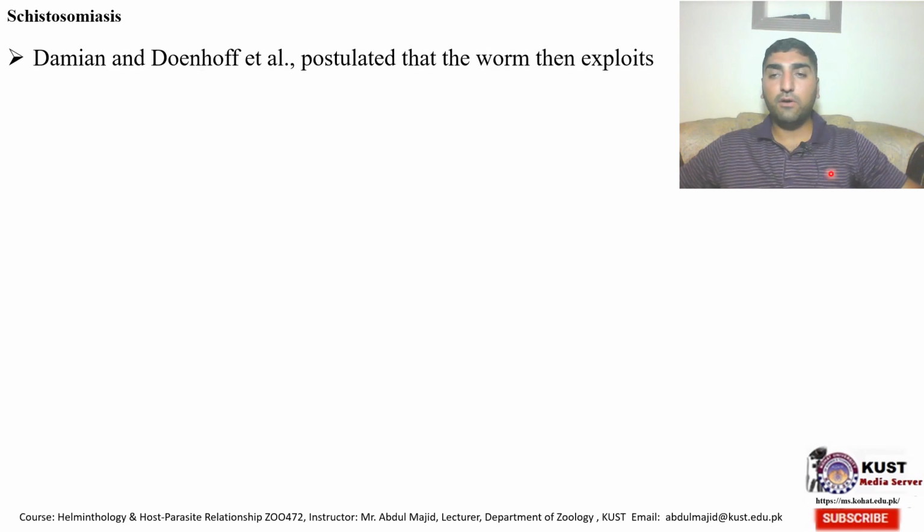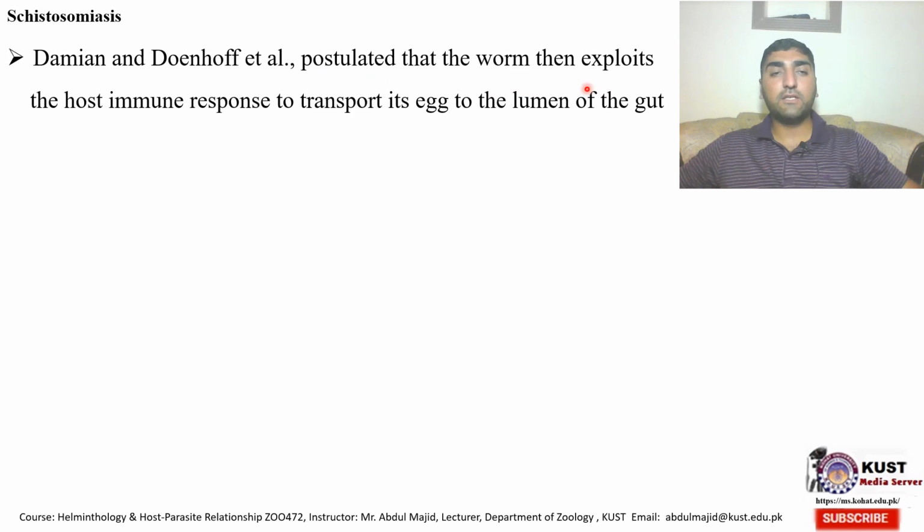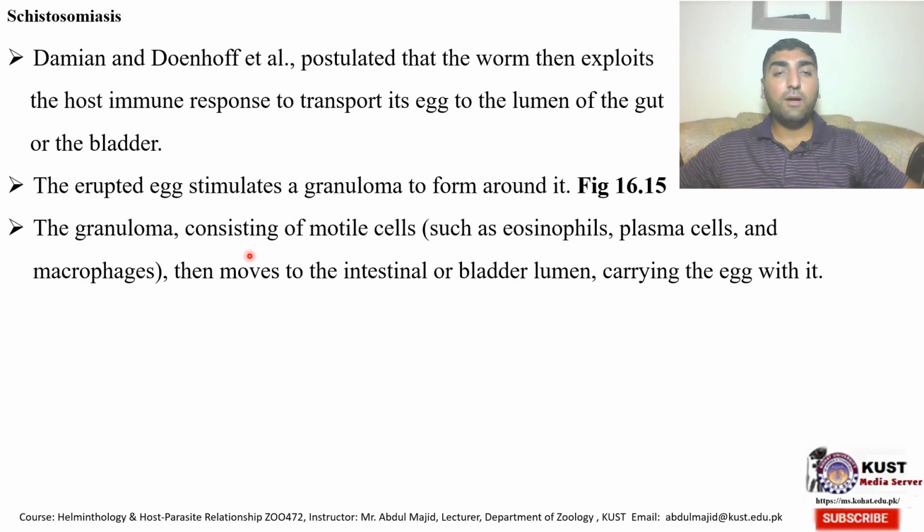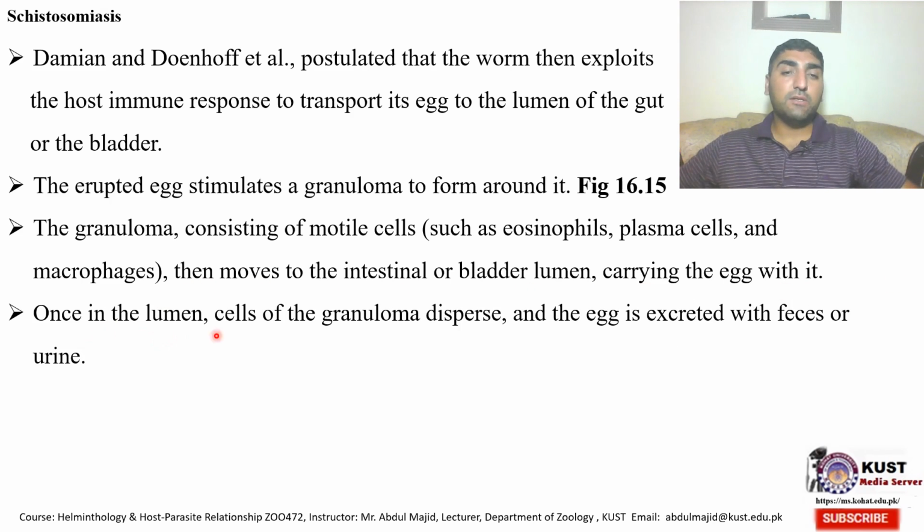Damian and Doinoff et al. postulated that the worm then exploits the host immune response to transport its eggs to the lumen of the gut or the bladder. The irritating egg stimulates a granuloma to form around it, in figure 16.15. The granuloma, consisting of motile cells such as eosinophils, plasma cells, and macrophages, then moves to the intestinal or bladder lumen carrying the eggs with it. Once in the lumen, cells of the granuloma disperse and the egg is excreted with the feces or urine.